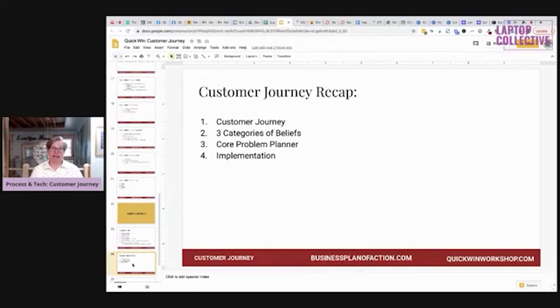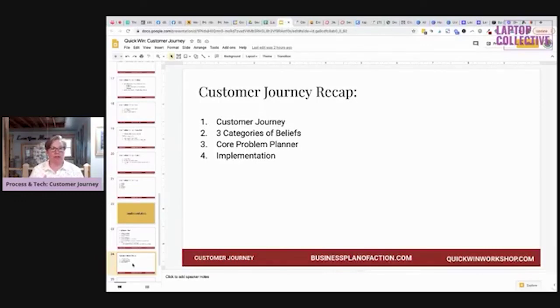So we defined what that is, and it's really understanding the beliefs and objections around the problem that you solve for your customer, whether that's in a physical product, a digital product, or a service. We talked about the 3 categories of beliefs. Vehicle, just think vehicle, think about the planner. It is the product that they are currently using to solve their problem, and it's just not working for them, right?